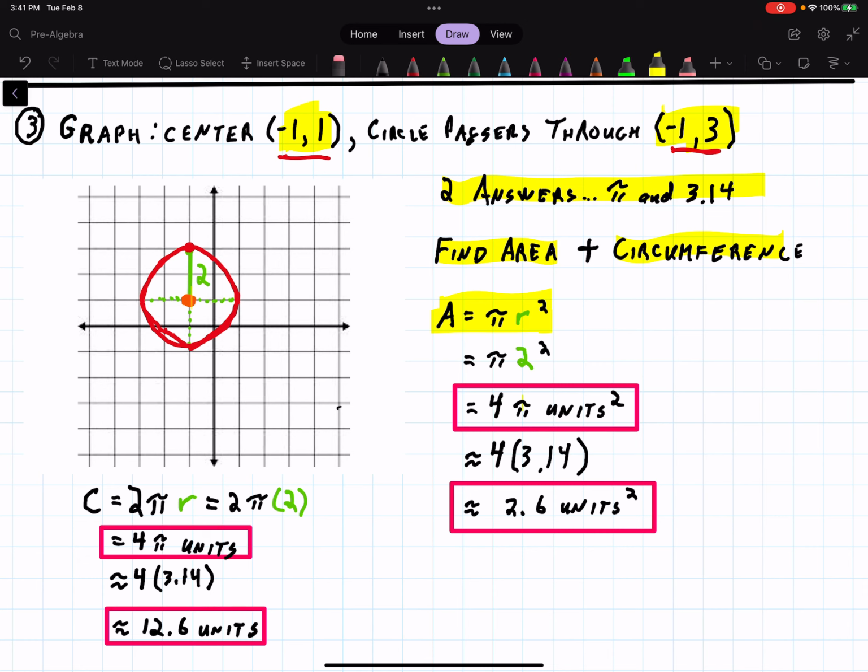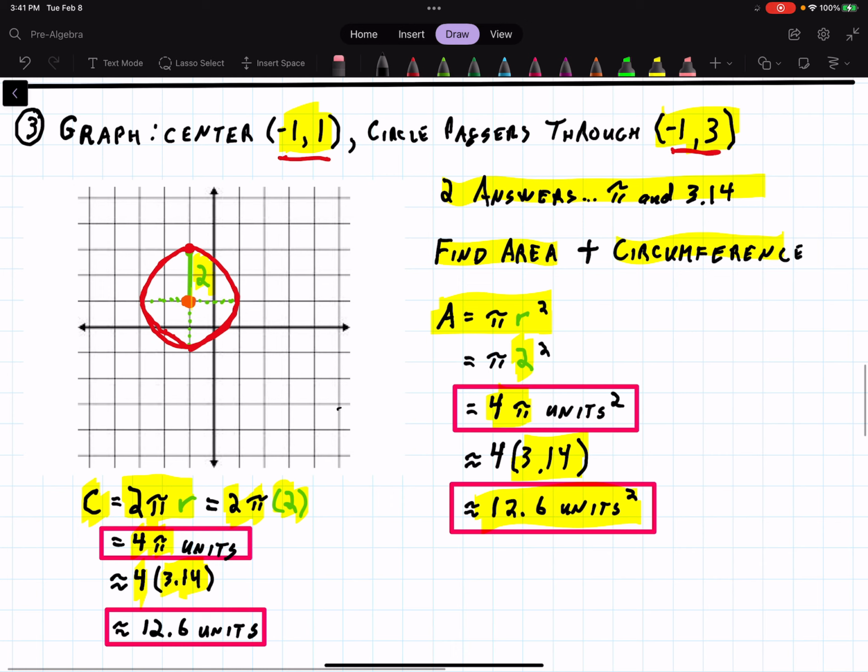So there's my area. My radius is 2, so 2 squared gives me 2 times 2, or 4 pi units. Multiply that times 3.14, and there's my second answer for the area, 12.56 units squared. If I come down here to get the circumference, remember I can use 2 pi r, because I know r is 2. So 2 times 2 is 4. I get 4 pi units. Oh, look at this. 4 pi times 3.14, I get 12.56, which I should have got over here. I accidentally erased that. There we go.